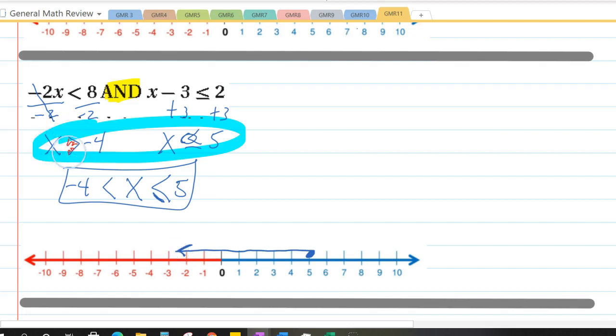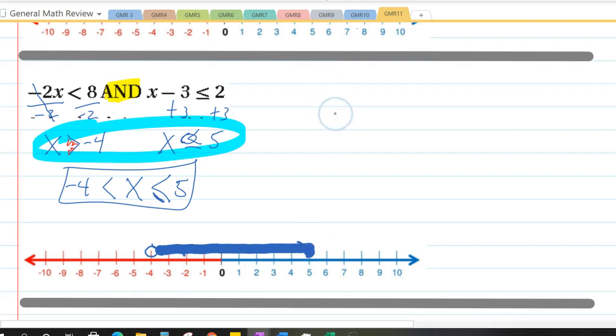I have x is greater than -4. It's an open circle because it's simply greater than, and the arrow is pointing to the right, so greater than is pointing to the right. So we know that our answer is only between -4, not including, all the way to +5, including.